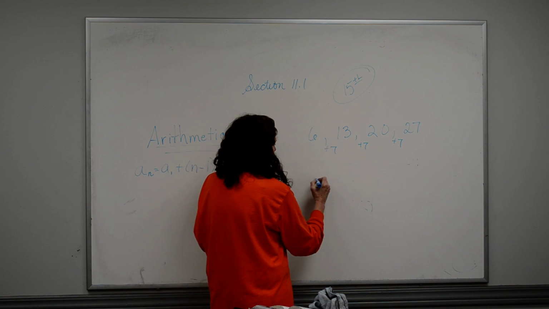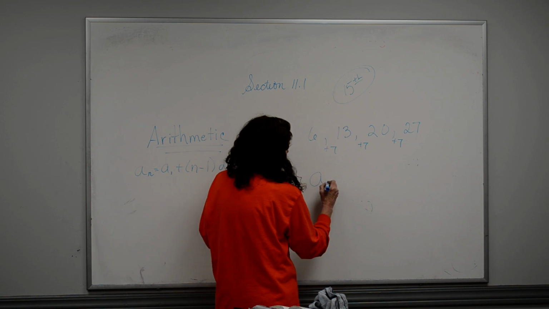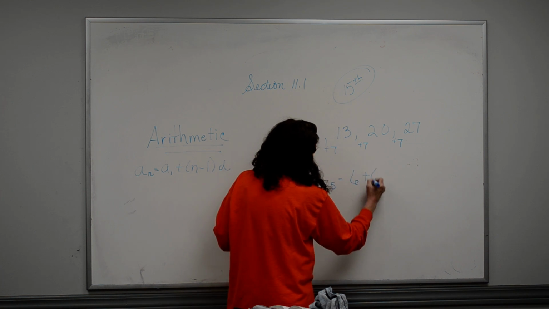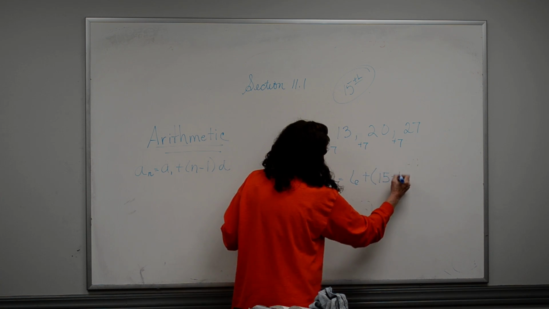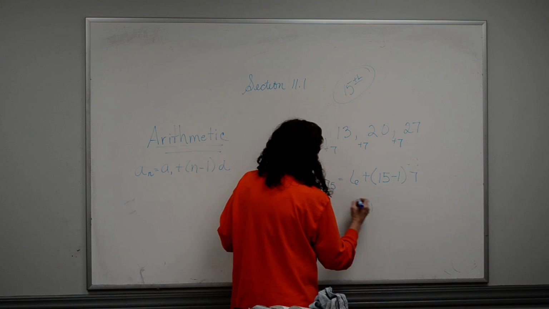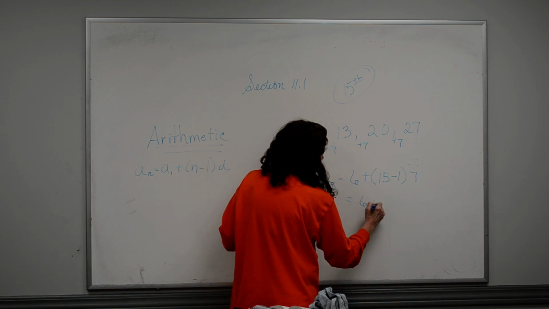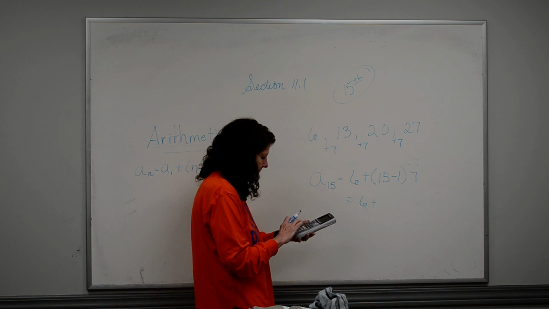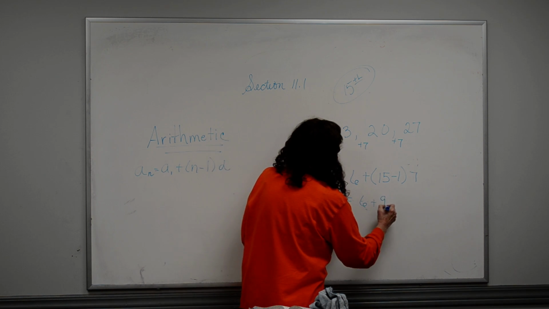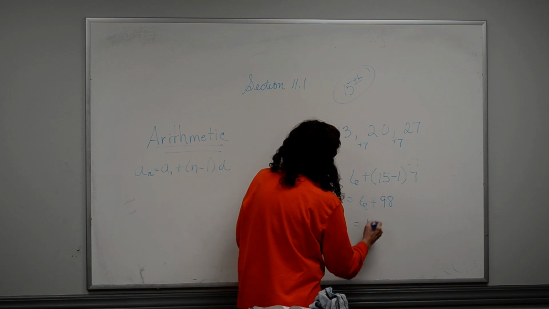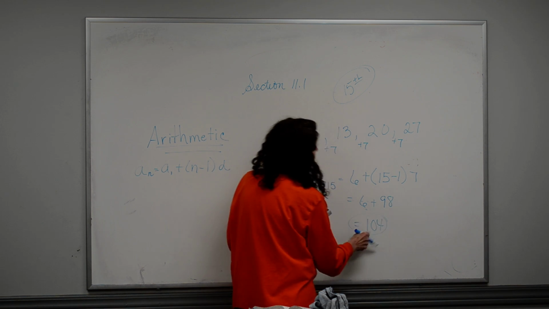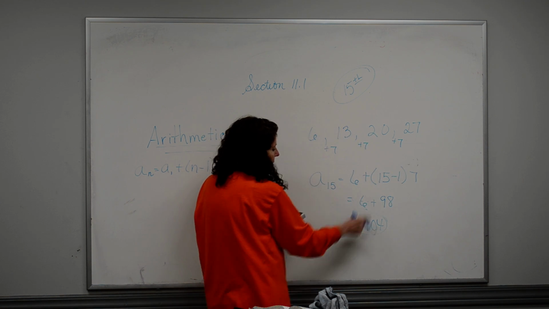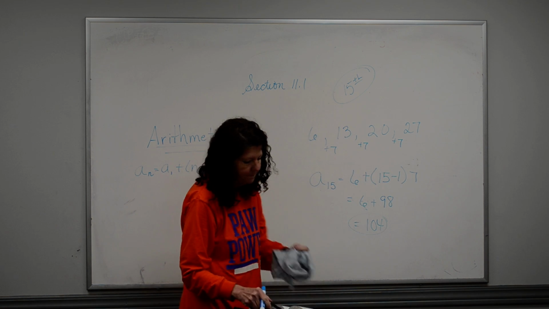So when I do my 15th term, a sub 15 is 6 plus 15 minus 1 times 7. So 6 plus 14 times 7, which is going to give me 98. So I'm going to have 104. So my 15th term in this sequence is 104.